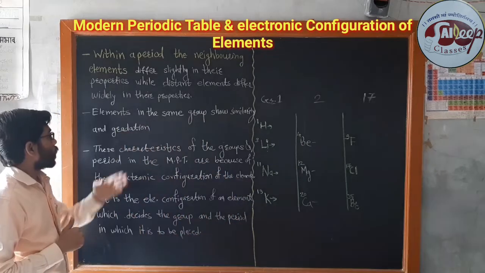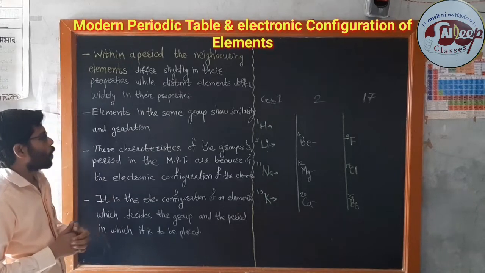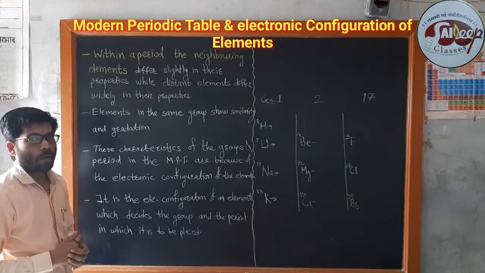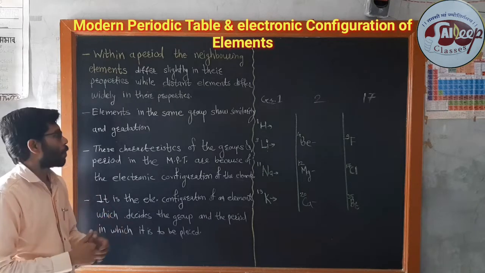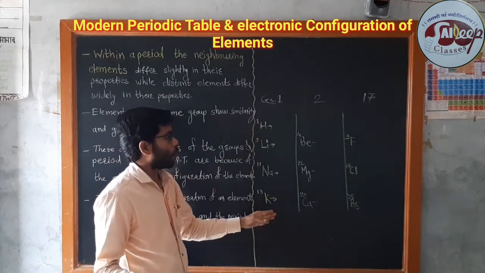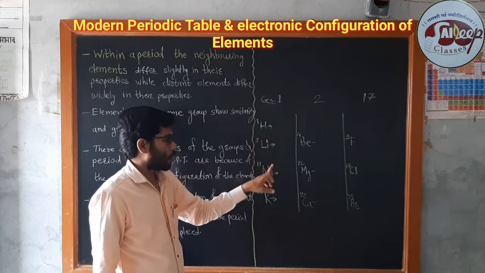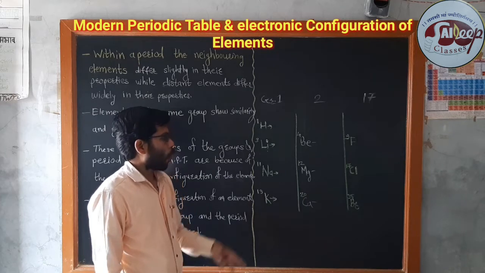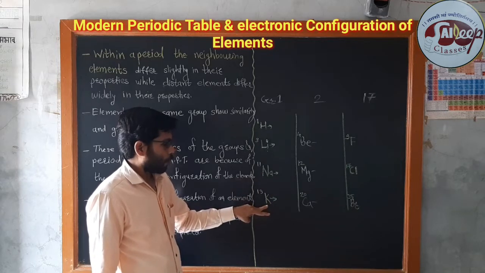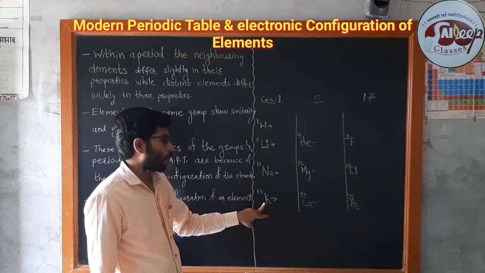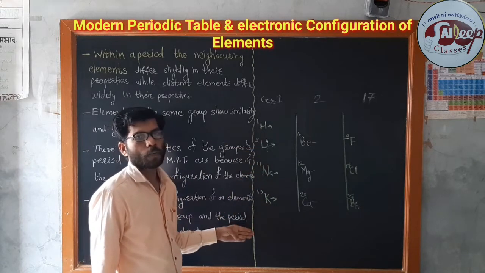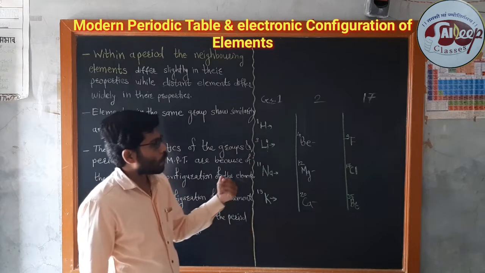सेकंड पॉइंट, एलिमेंट्स इन द सेम ग्रुप शो सिमिलॅरिटी अँड ग्रेडेशन्स. सिमिलर पॉइंट आहे. आता आपण पिरियड बघितला, आता आपण ग्रुप बघूया. Elements in the same group show similarity and the gradation. For example, group first, hydrogen, lithium, sodium, potassium. The properties of lithium are similar to sodium and properties of sodium are similar to potassium, or the properties of the potassium are similar to the lithium, because all of these elements are in the same group, that is the first group.